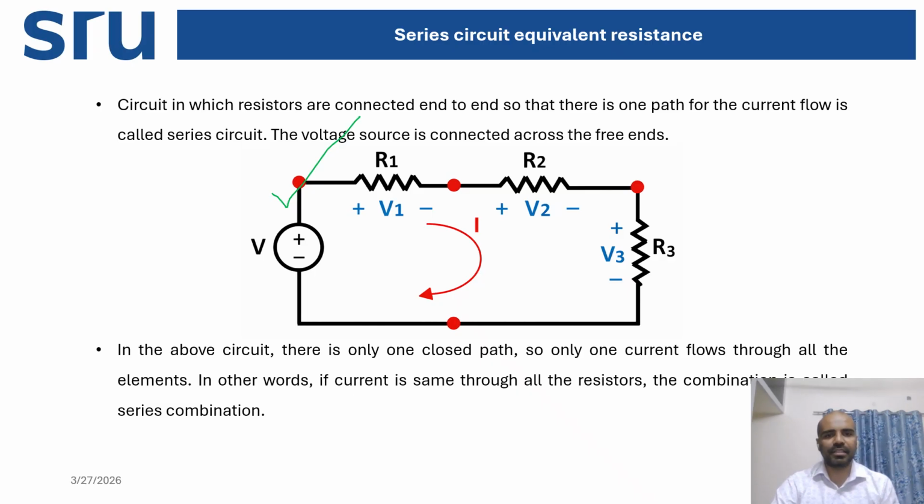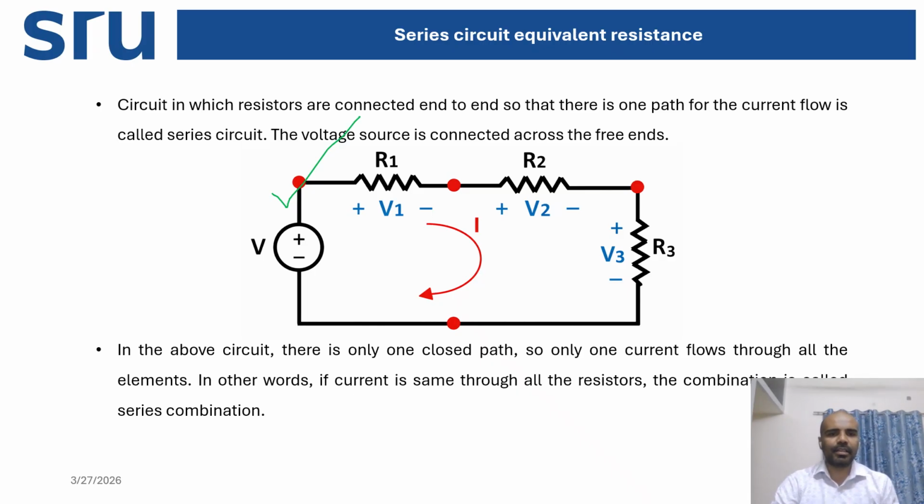Here three resistors R1, R2 and R3 are connected end to end, and a voltage source is also connected with this combination. So the current is flowing through one path. In the above circuit, there is only one closed path and only one current flows through all the elements. One current is flowing through the resistances R1, R2 and R3. So this type of circuit combination is called a series circuit.